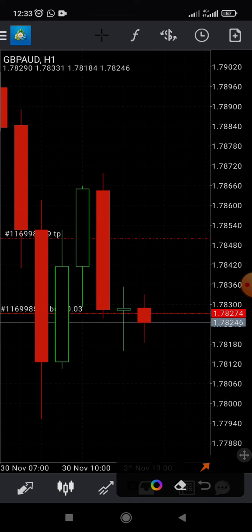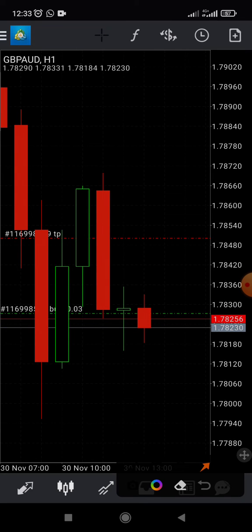That is only after this trade has moved into profit, but at the moment it is not in profit. Okay, the trade is not in profit, so you cannot move your stop loss into profit because the trade is in loss.